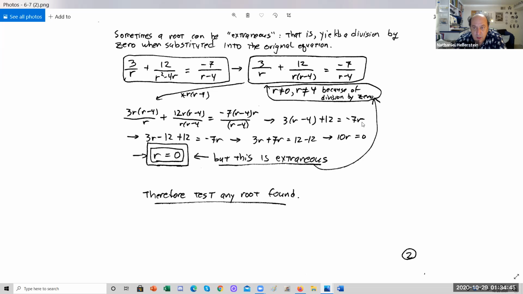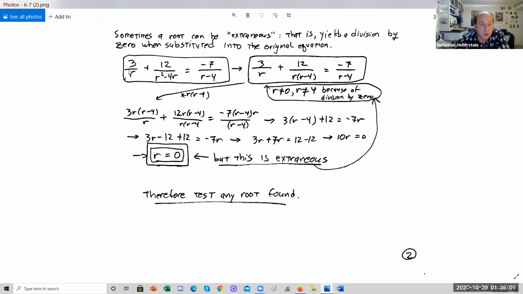A fairly simple linear equation. Distribute the 3: 3r minus 12 plus 12 equals -7r. Move the 7r to the left, and the minus 12 plus 12 cancel. So you get 10r equals 0. So r must be 0, but this is one of the solutions that was ruled out.